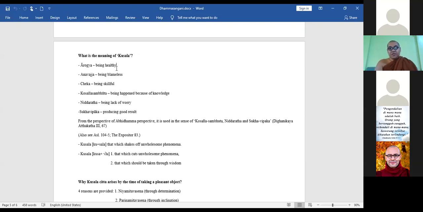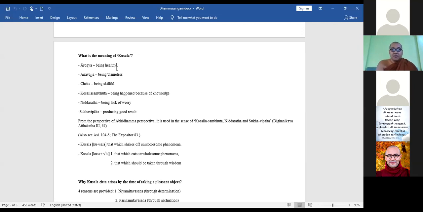So this is mentioned in the commentary of the Digha Nikaya, as well as some of it in the Atthasalini, page number 83. Please try to locate it by yourself. So that is the meaning of kusala as it appears in the commentary.